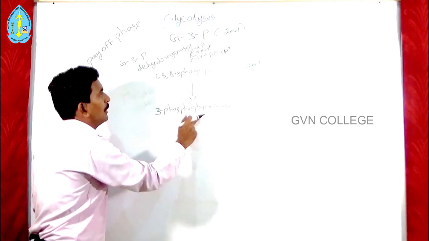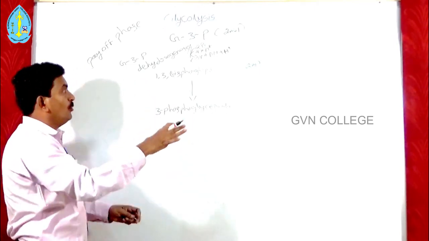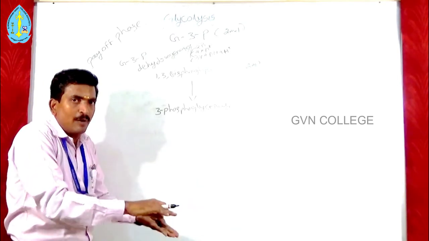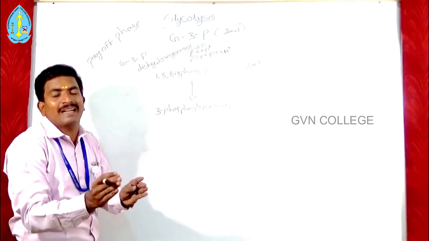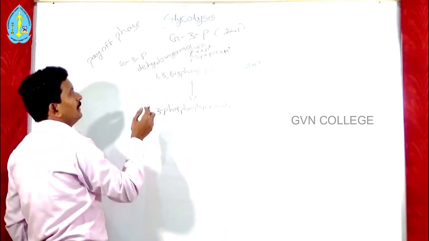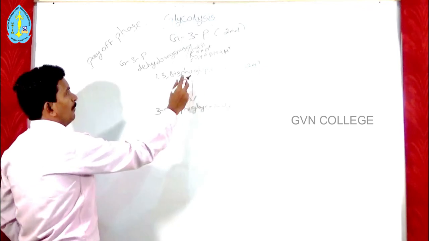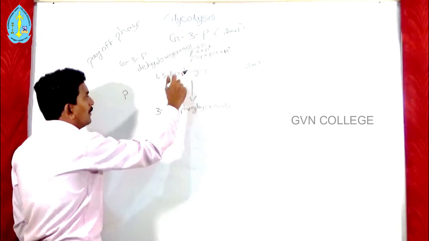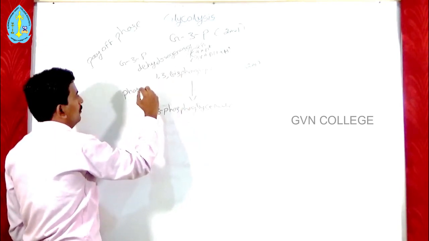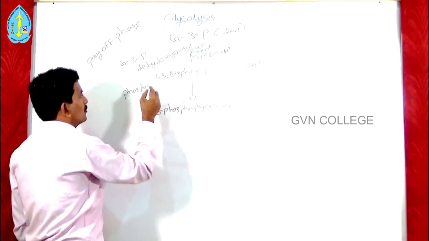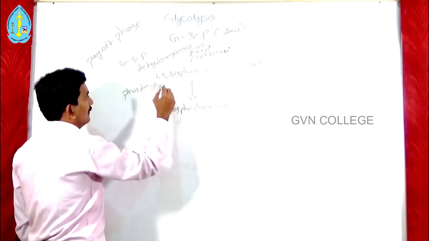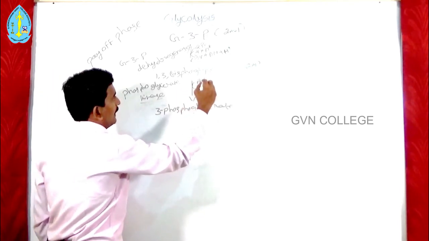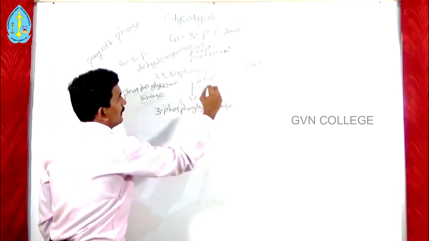Here only 3-phosphoglycerate remains, because one phosphate molecule is removed from the bisphosphoglycerate. For the removal of that phosphate molecule, a kinase enzyme is involved. So the involved kinase enzyme is phosphoglycerate kinase, because the name itself shows that the phosphoglycerate compound is present here. The kinase enzyme is involved, and here one ADP molecule becomes ATP.